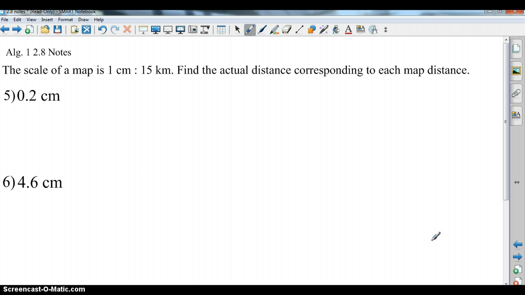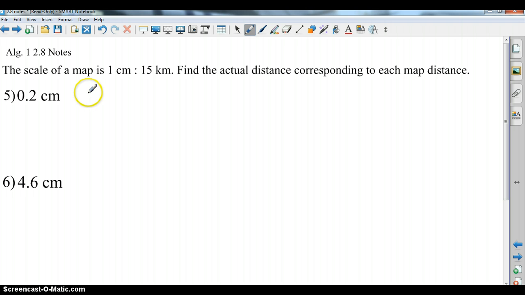Okay, number 5. For these ones, they're almost a little bit the same. The scale of the map is 1 centimeter is equal to 15 kilometers. So if you're measuring on a map and you measure 1 centimeter, in real life that's 15 kilometers. Find the actual distance corresponding to each map distance. On the map you measured 0.2 centimeters.